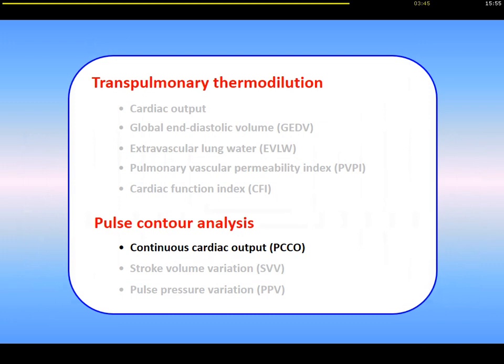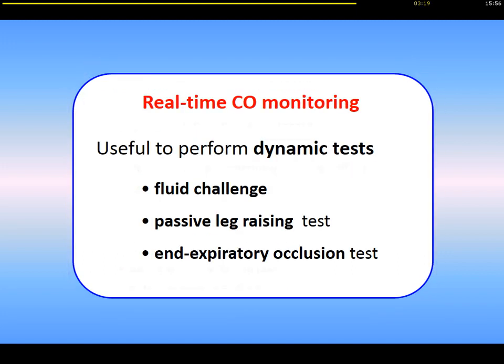Some words about pulse contour analysis: it is possible with these systems to have continuous cardiac output monitoring in real time. The Swan-Ganz catheter can provide continuous cardiac output monitoring, but not in real time. This is the advantage of all these pulse contour analysis systems, and it is useful to perform dynamic tests.